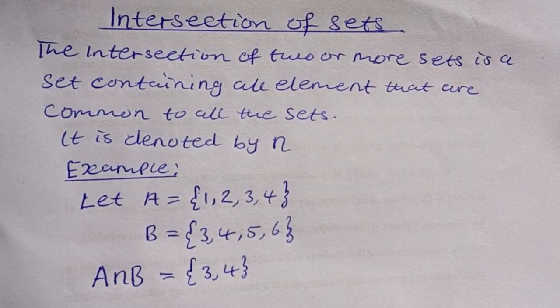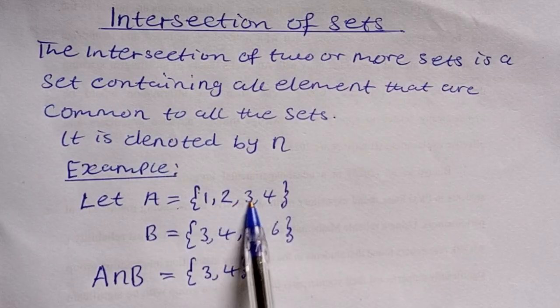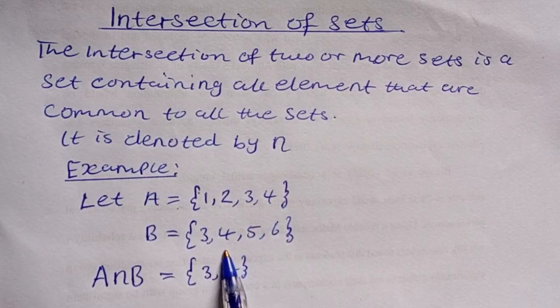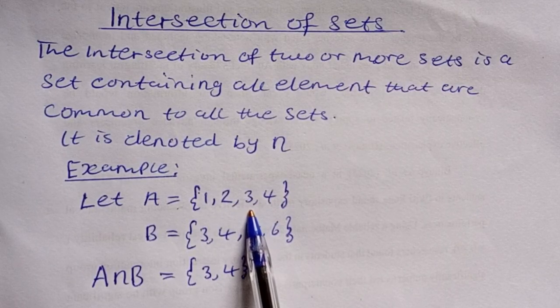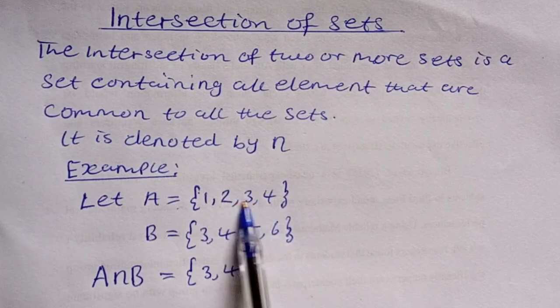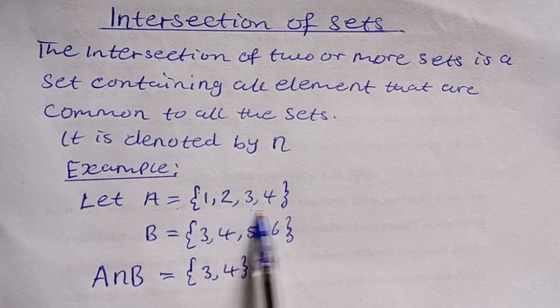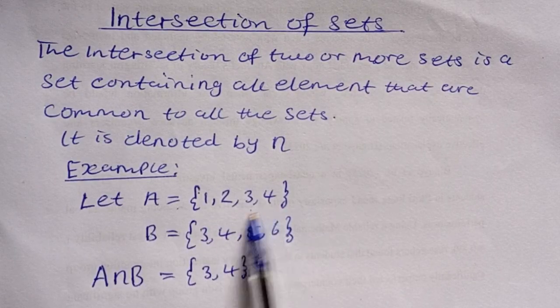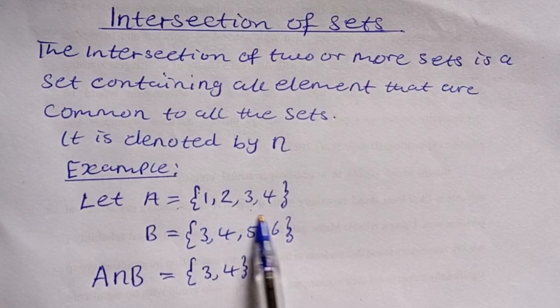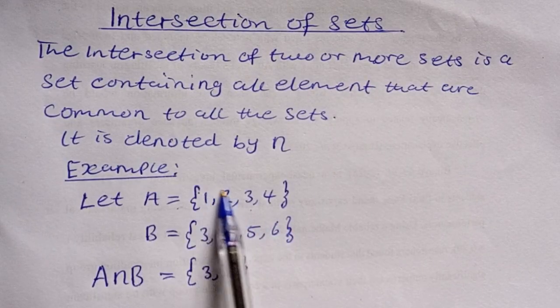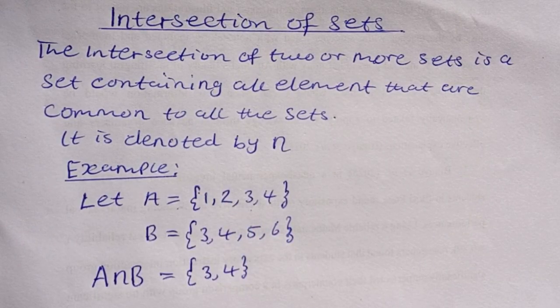If you check the set A and the set B, you see that this 3, there is 3 in set B and there is 3 here. Now you take 3, then you check again, we have 4 and we also have 4. Now if you check, there is no other number that repeats. Now the intersection now will be what?